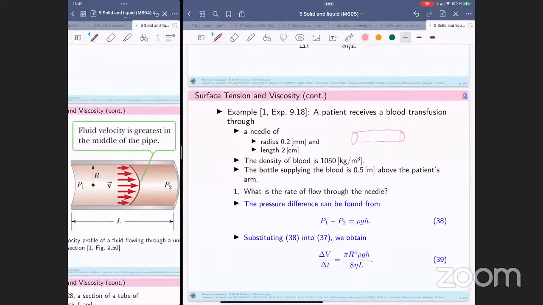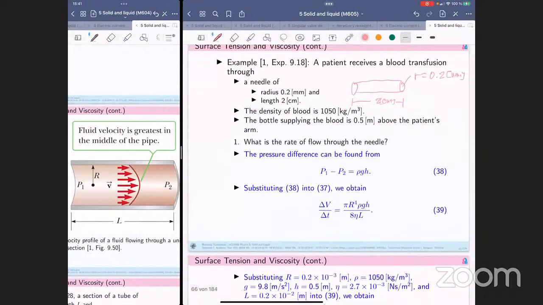It's a kind of cylinder with radius R equal to 0.2 millimeter, and the length here is 2 centimeters. The density of the blood is 1050 kilograms per cubic meter. The bottle supplying the blood is 0.5 meter above the patient's arm. What is the rate of flow through the needle?